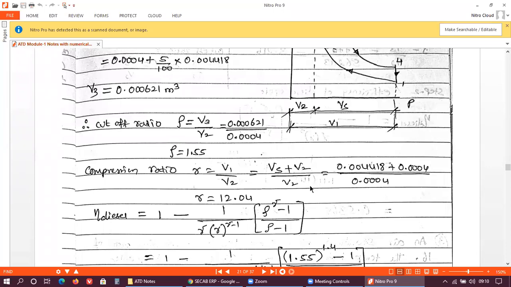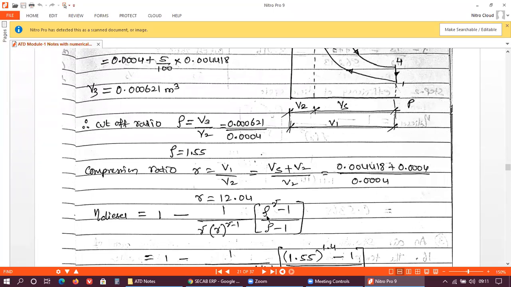Okay. Now the cutoff ratio, right? Cutoff ratio is given by V3 by V2. So this is the cutoff ratio equation. Just substitute the values here, V3 divided by V2: 0.000621 divided by 0.0004. So we'll get the cutoff ratio rho is equal to 1.55. Okay. So we have calculated this rho, because in the diesel engine efficiency, as you can see, there are two parameters that are needed.